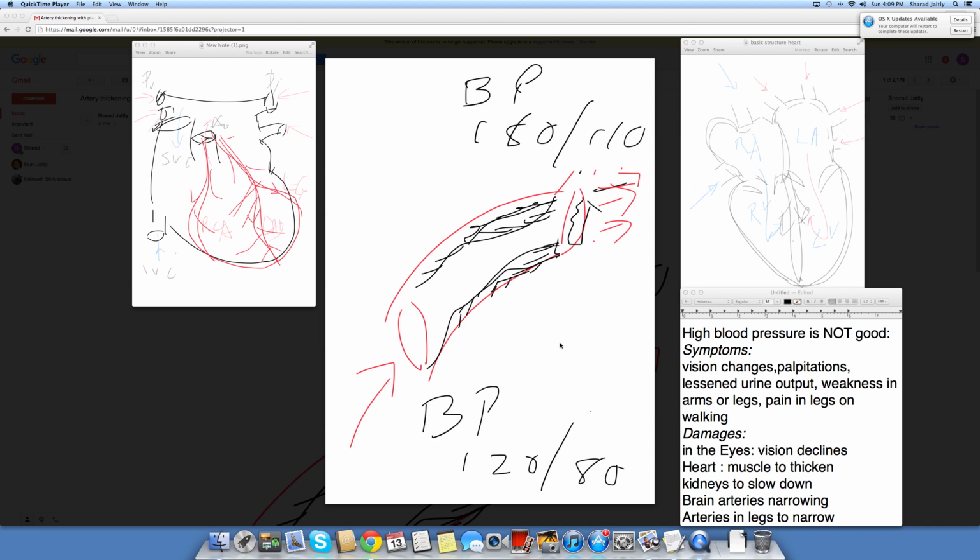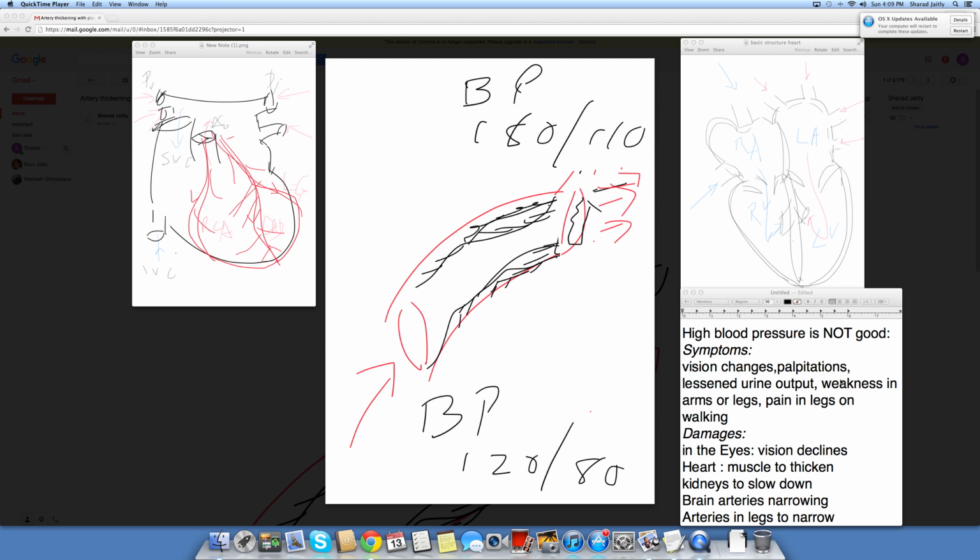Well, if it occurs in the eyes, obviously patients will start presenting with vision changes. That means more frequent changing of your glasses, or the prescriptions will change rather more often. Sometimes you may even have double vision, or distorted vision can occur, or sometimes blind spots can develop. So these are early signs of high blood pressure.